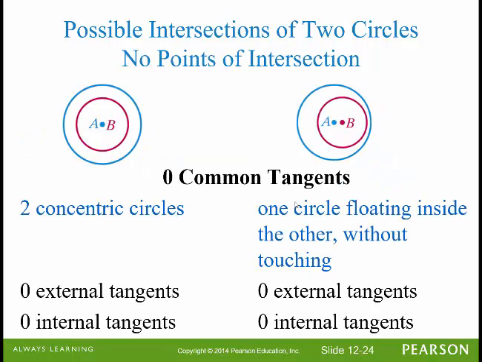All right, so let's talk about this. Possible intersections of two circles that have no points of intersection. As you can see, because they don't intersect at any points, or even touch at one point, they can have zero common tangents. So we have two concentric circles, ones that share a common center, and other circles here that do not share a common center. So there's no external or internal tangents to this.